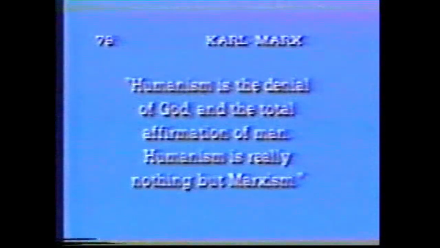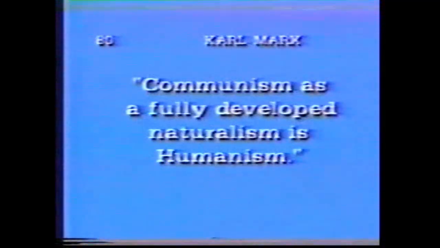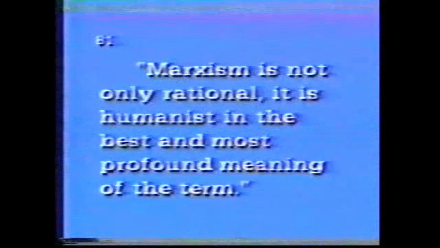He wrote this, number 79. Humanism is the denial of God and the total affirmation of man. Humanism is really nothing else but Marxism. He also wrote, number 80, communism as a fully developed naturalism is humanism. The Communist Party in 1970 said this, number 81, Marxism is not only rational, it is humanist in its best and most profound meaning of the term.